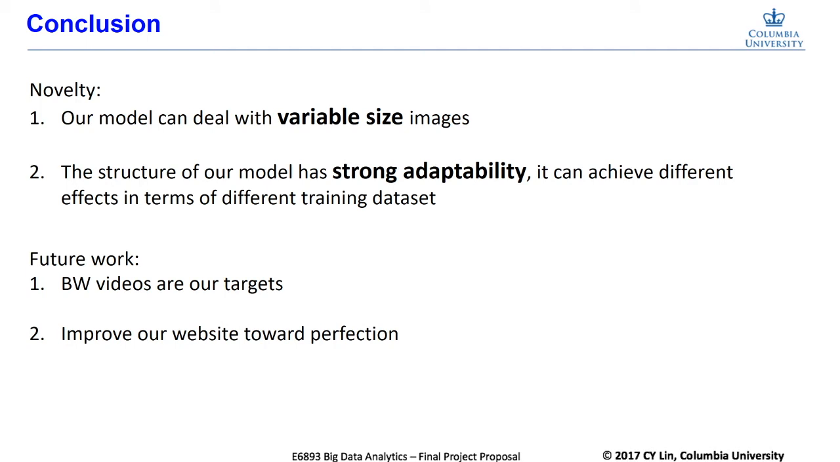Our project is different from others. Firstly, our model can deal with variable size images. For some other applications, there is always a limitation on the image size. But with our product, you can translate any image as you want. And secondly, the structure of our model has strong adaptability. It can achieve different effects depending on the training dataset. You can change the edge of a cat into a real cat, or a cartoon into a real-life person, just by changing the training dataset.